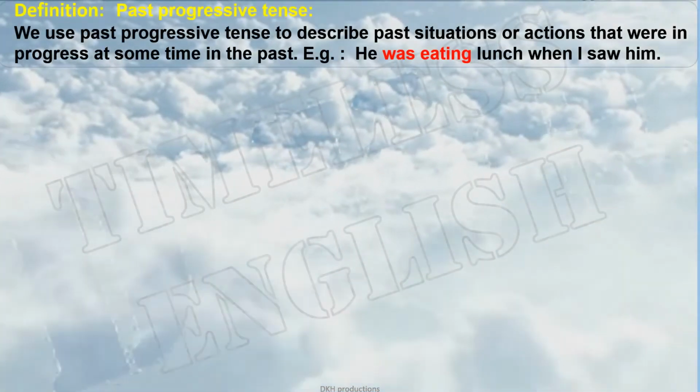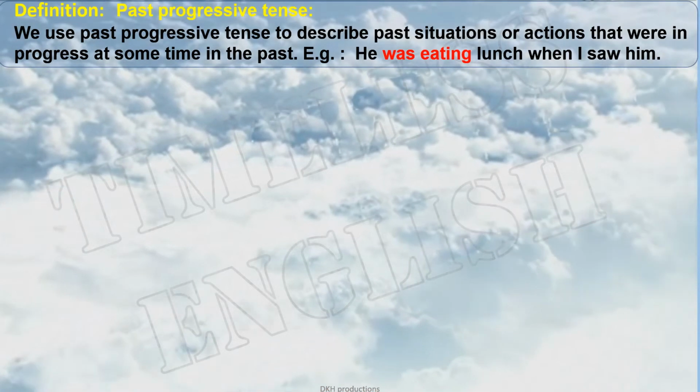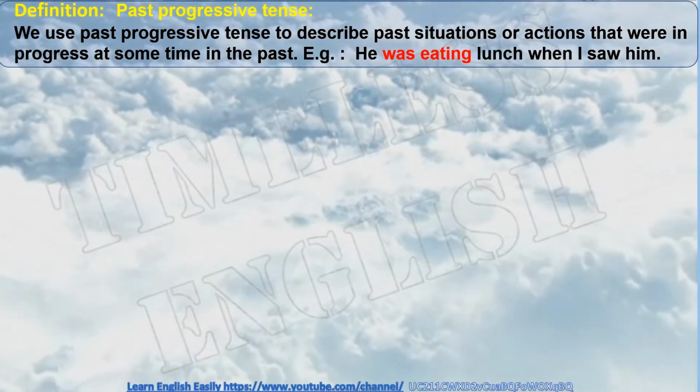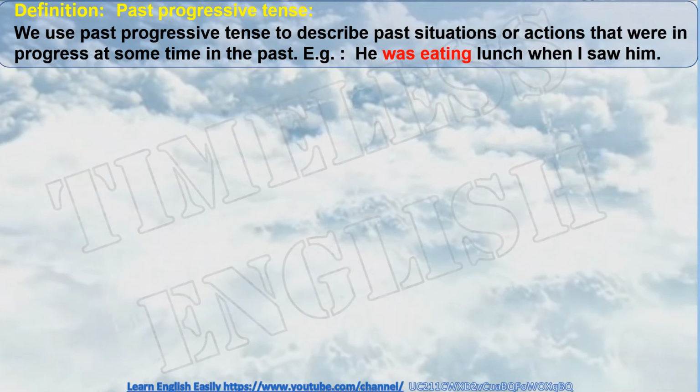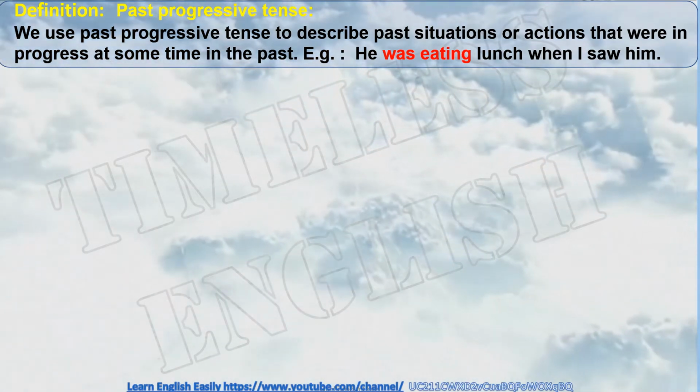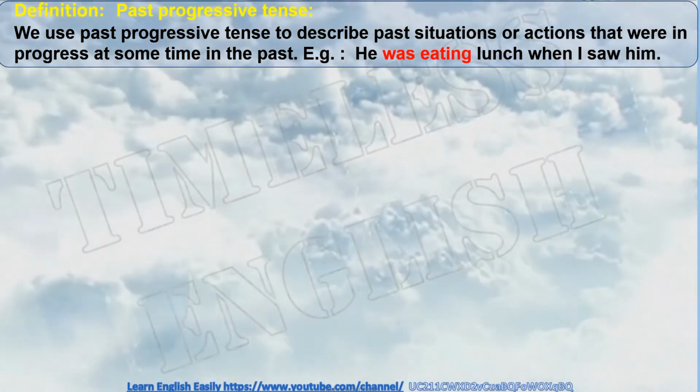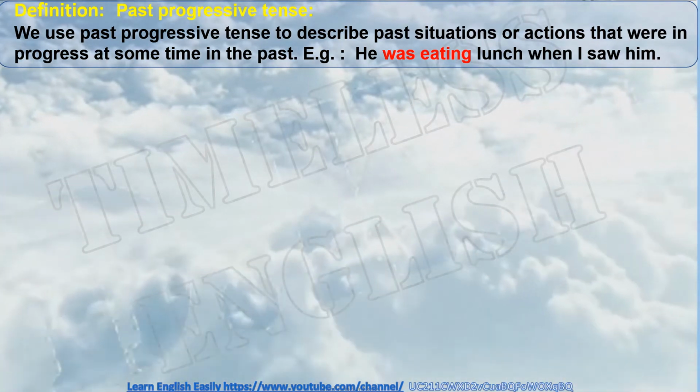Definition: past progressive tense. We use past progressive tense to describe past situations, or actions that were in progress at some time in the past. For example, he was eating lunch when I saw him.